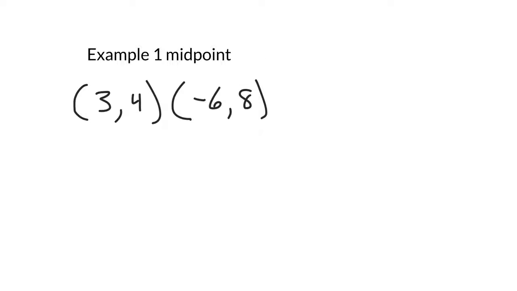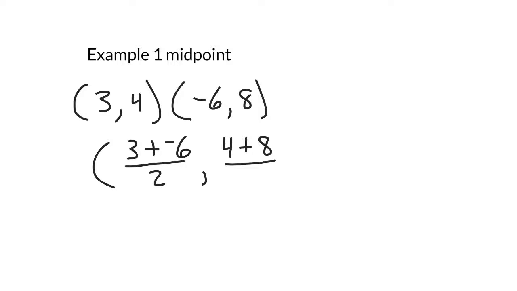Okay, let's suppose we have the ordered pairs (3, 4) and (-6, 8), and we wish to find the midpoint. To find the midpoint, it's simply an average of the x-coordinates and an average of the y-coordinates. So using the midpoint formula, it would amount to (3 plus -6) over 2, and the y-coordinate would be (4 plus 8) over 2.